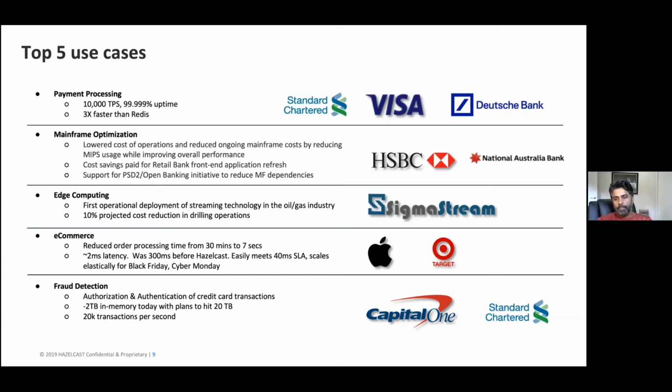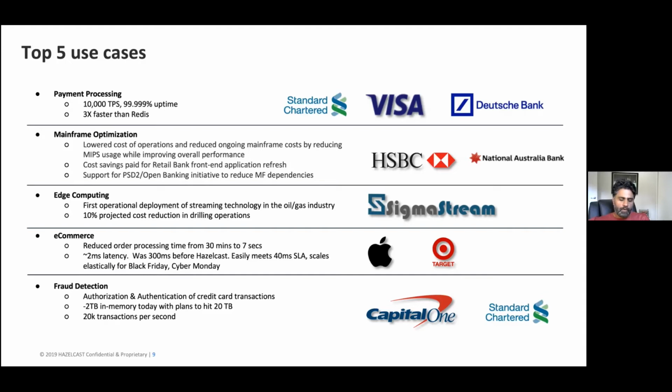Then a fast growing use case is mainframe optimization, where HSBC in London and National Australia Bank in Australia use Hazelcast to modernize their mainframe infrastructure, breaking legacy monolithic mainframe applications into smaller applications, and modernizing them so that those applications can be used for serving modern customer requirements.